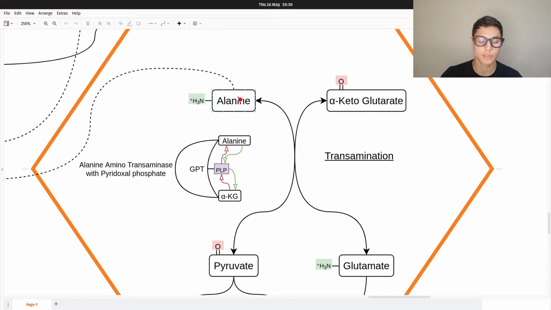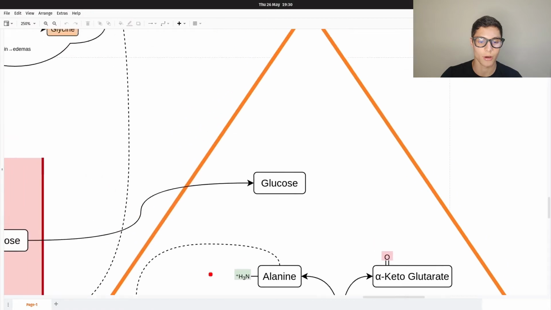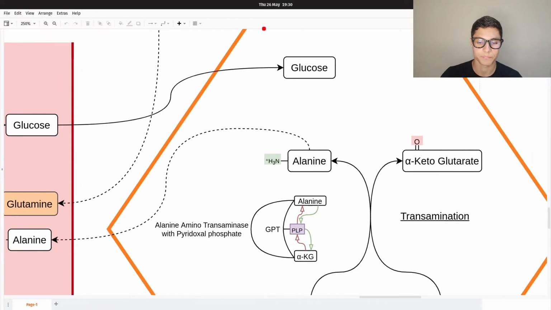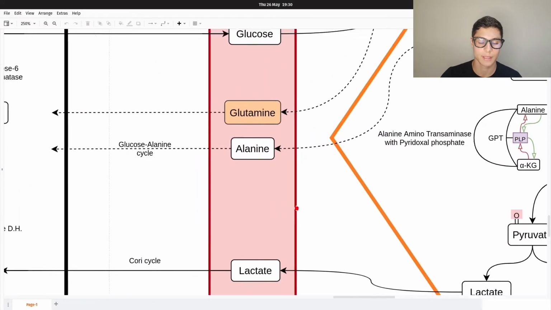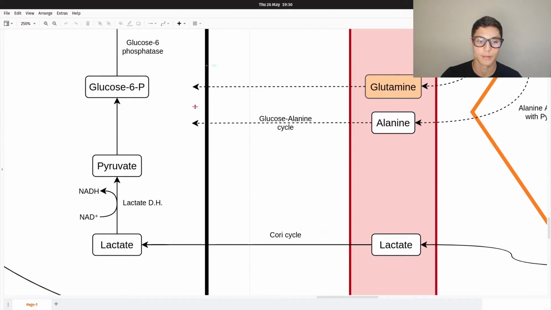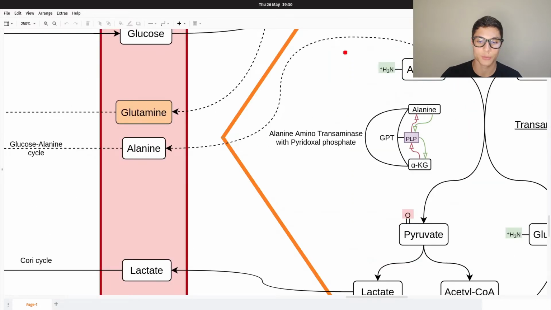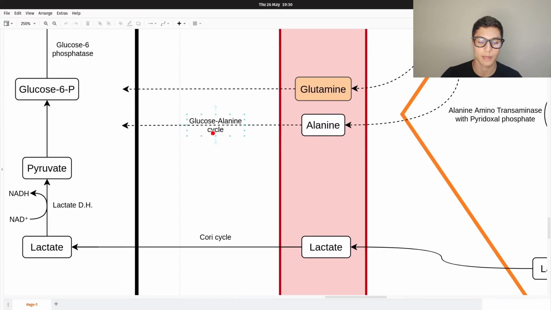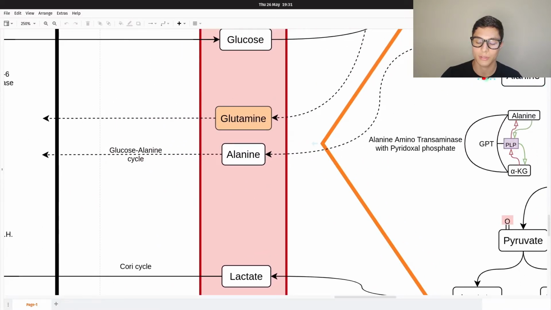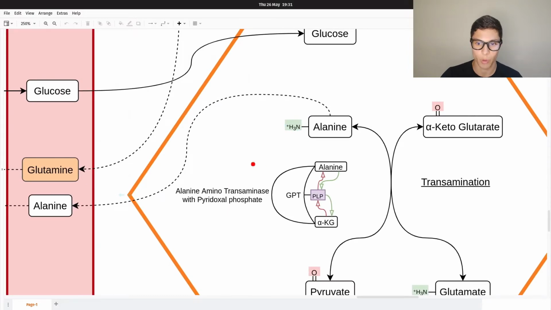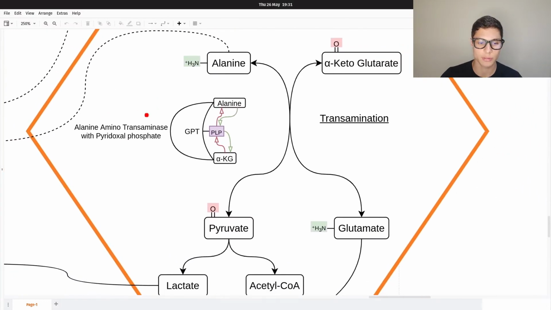The muscles use alanine instead of glutamine. And alanine, as I said, can go to the liver, and it will be used for both things, the glucose-alanine cycle and the recollection of amine groups as well. Now, I mentioned this enzyme here, the alanine aminotransferase. This is one of the most important ones. The other important transaminase, we're going to see it now.